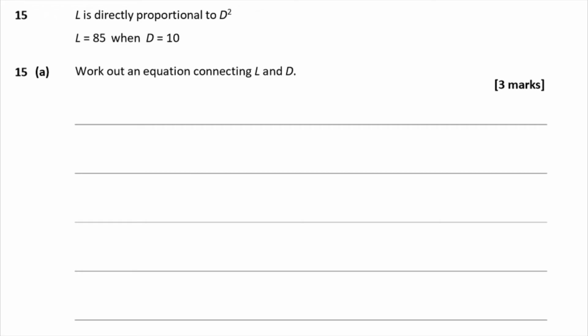Let's start with the first statement. L is directly proportional to d squared. So we can write it down with our proportionality symbol: L is proportional to d squared. Then we can replace our proportionality symbol with equals k. So that becomes L equals k lots of d squared.